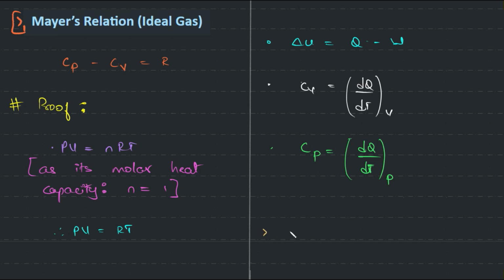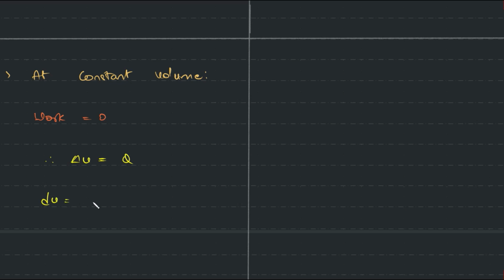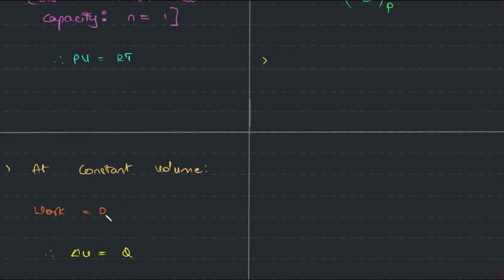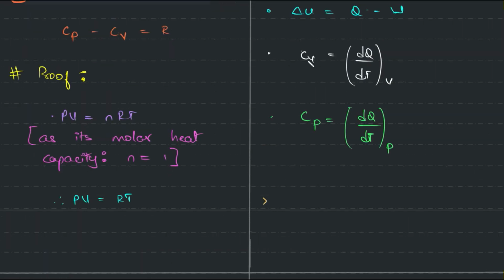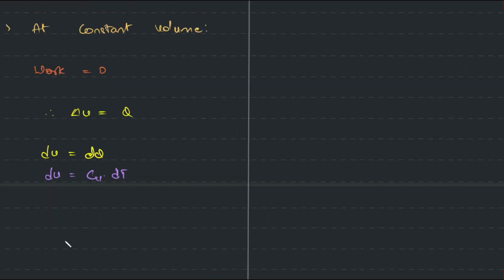So we'll start off at constant volume, which makes it very simple. At constant volume, what happens? The work will be 0. Therefore, your change in internal energy will be equal to Q. So the small change in internal energy will be equal to the small heat that flows in, and as per this formula, dQ is Cv into dT. So your dU is equal to Cv into dT.